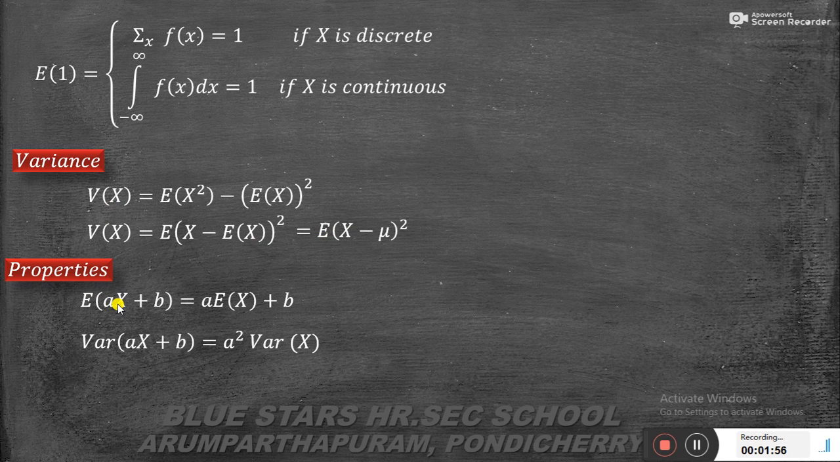Next property: expectation of aX plus b equals a into expectation of X plus b. Next, variance of aX plus b equals a square into variance of X.